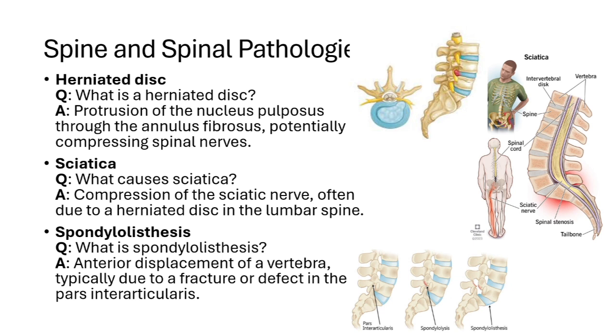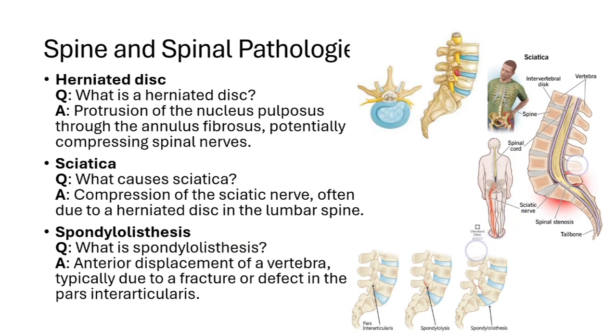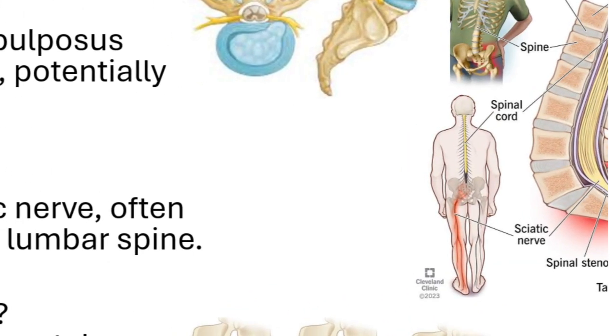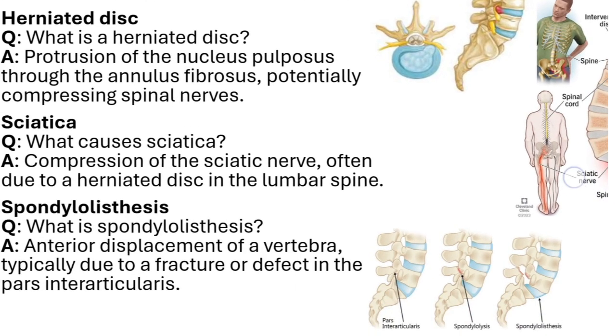And what is spondylolisthesis? It is the anterior displacement of vertebrae due to a fracture or defect in the pars interarticularis. As you can see in this image, this is the sciatica, where there is damage of the sciatic nerve due to spinal stenosis. And there is this spondylosis and spondylolisthesis.